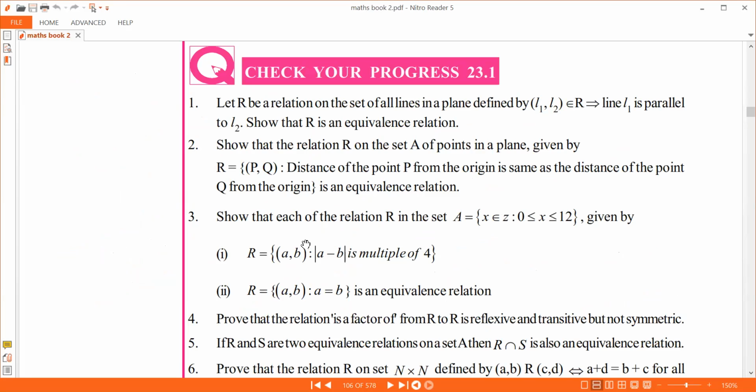See this one. Show that each of the relation R in the set x belongs to Z, 0 less than or equal to x less than or equal to 12, given by R equal to (a, b) such that a minus b is a multiple of 4. This we had to show, that the relation is an equivalence relation. So for that we are solving this. We are showing that it's an equivalence relation. So how to approach? The first part is you have to show that the doublets are present within that. So the logic behind is that a minus b will be of the form 4k.